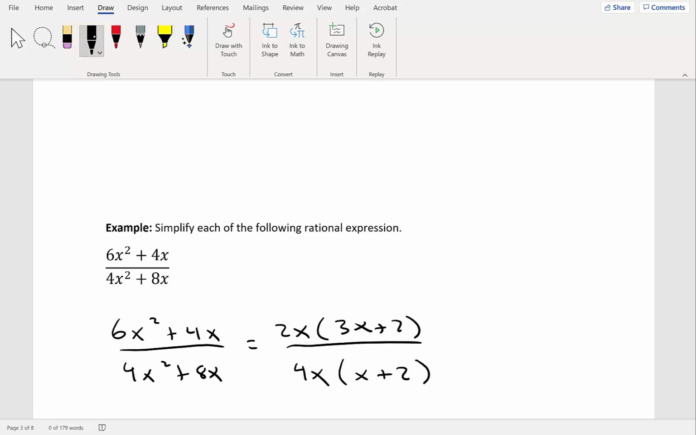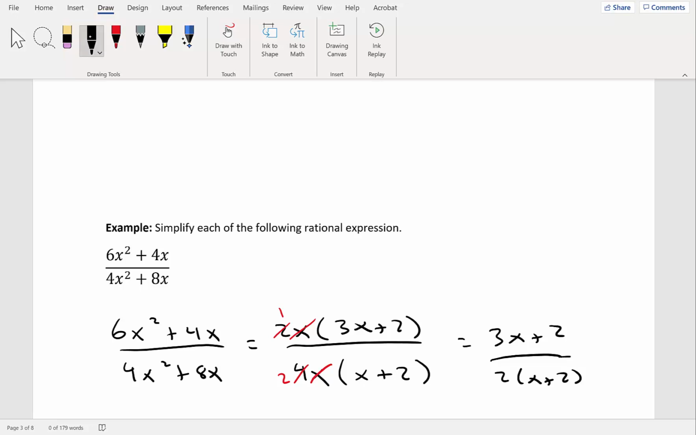Now you look for common factors. One thing that I noticed they have in common is x and x. I could cancel those out. And now with the 2 and 4, I could simplify that part as well, because 2 goes into 2 once, so it goes into 4 2 times. So what I'm left with now is 3x plus 2 all over 2 times x plus 2.